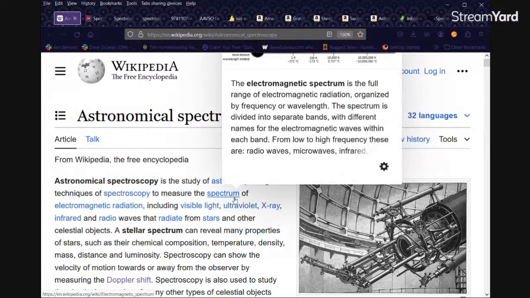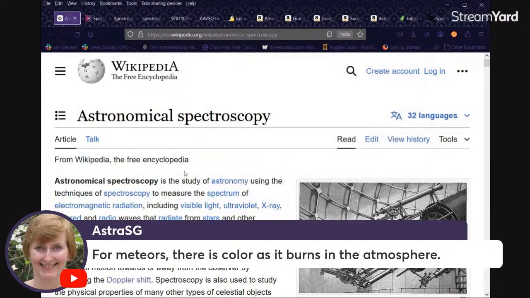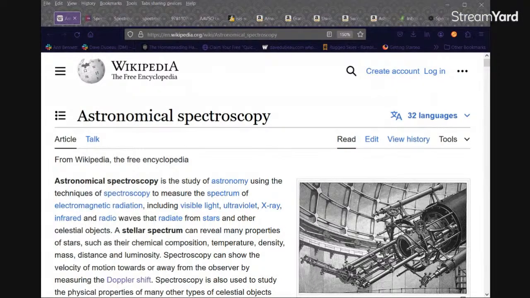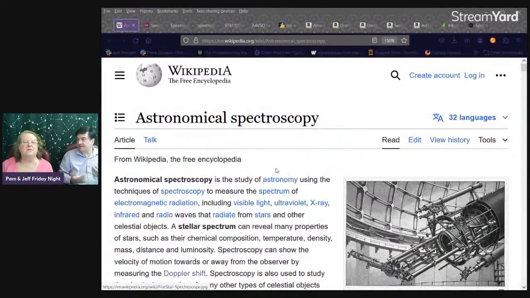I saw Dawn had a comment. Oh, for meteors, there is color as it burns in the atmosphere. I've seen that chart before. Yeah, and you can tell what the composition is because of the color of it as it burns. Right. Well, they say it doesn't actually burn, but what else are you going to call that? A blaze? I mean, that's burning, isn't it? No, what it is, it's getting hot enough to fluoresce out the color, kind of like an incandescent bulb. Okay. And different things produce different colors of light, different chemicals.